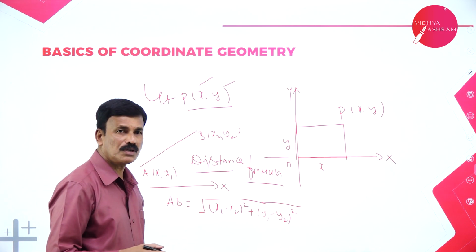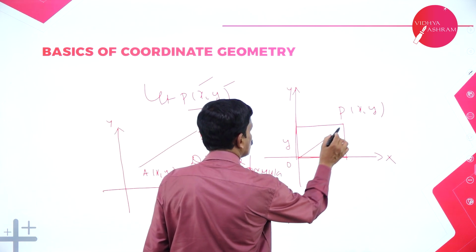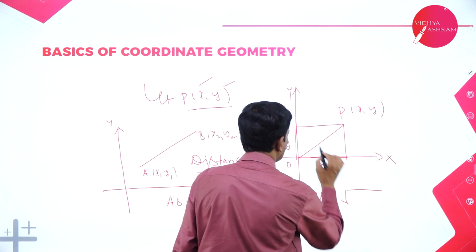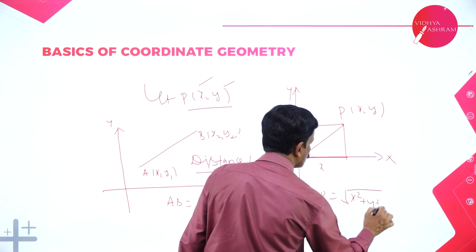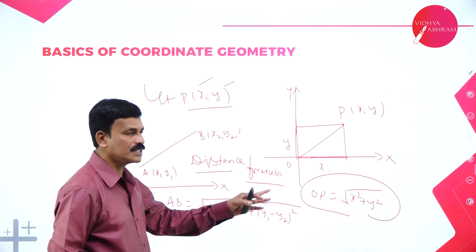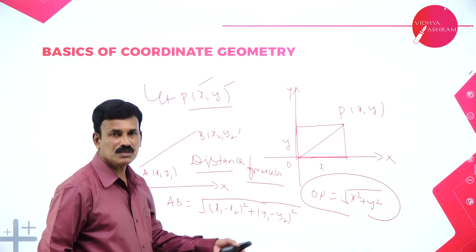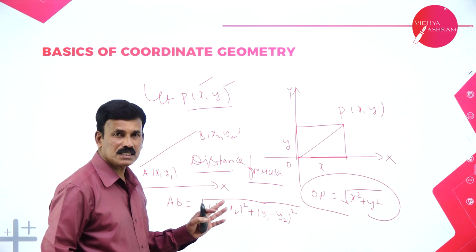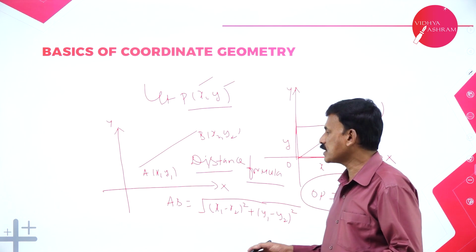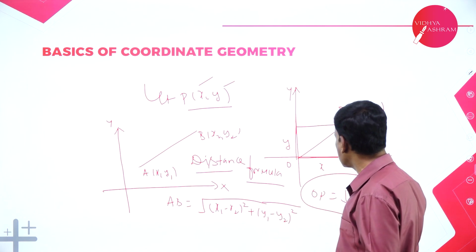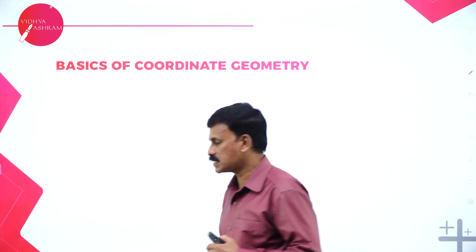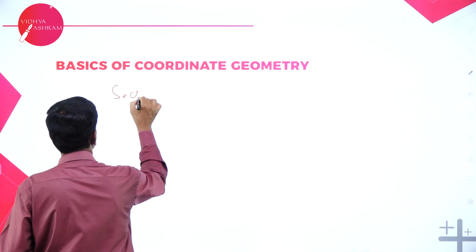Suppose the distance of any point from the origin, so the distance of this point from (0, 0), the distance OP is equal to square root of x square plus y square. Here one point is (0, 0), so x1 minus 0 whole square is x square, y1 minus 0 whole square is y square. So the distance between the points is root of (x1 minus x2) whole square plus (y1 minus y2) whole square, whereas the distance of a point from the origin OP is equal to root of x square plus y square. Now you might have studied the section formulas.